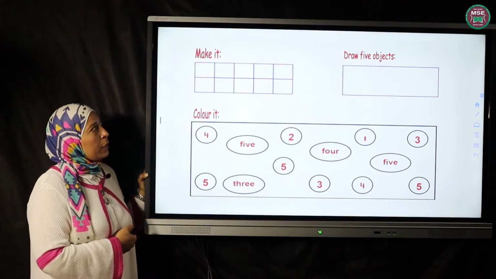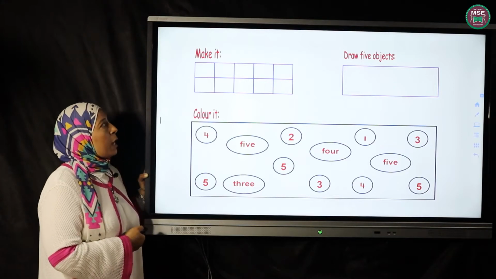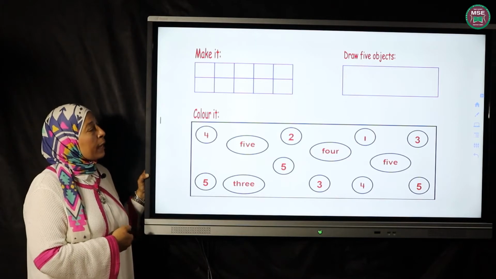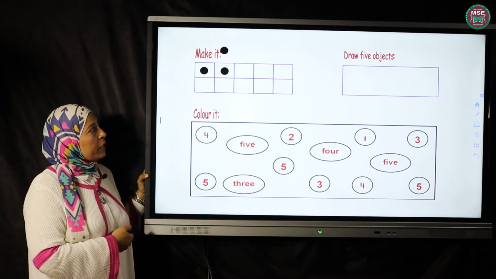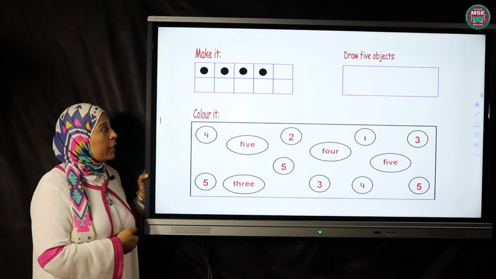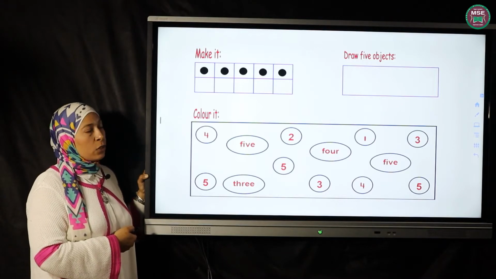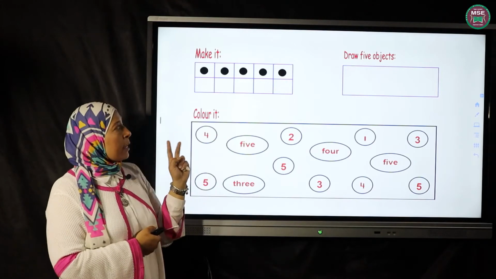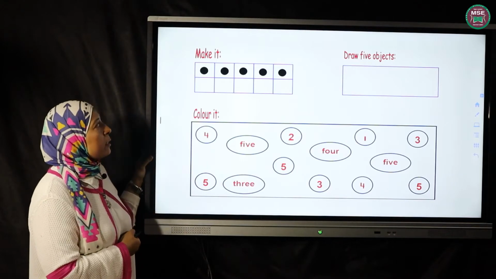Let's move to the next one. Here's make it, draw it, and color it, like all the numbers we did before. How do we make it? Using the bouncing dots. Let's count together. 1, 2, 3, 4, and yes, one more to make 5. So the 5 bouncing dots here show number 5. And see, the first 5 frame is full. I don't have any more. When I go to number 6, I'm going to move to the next 5, okay?